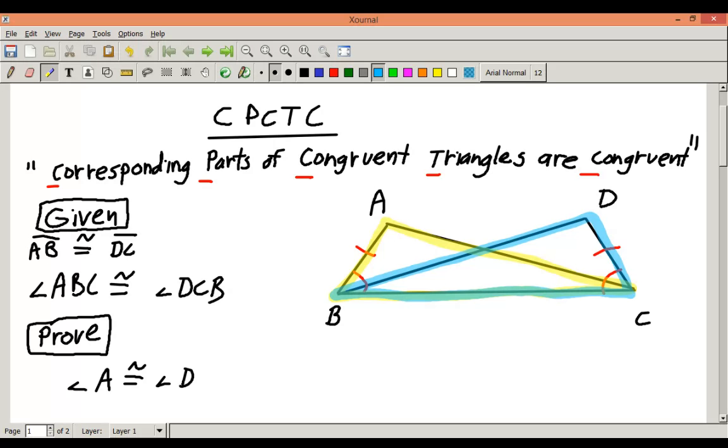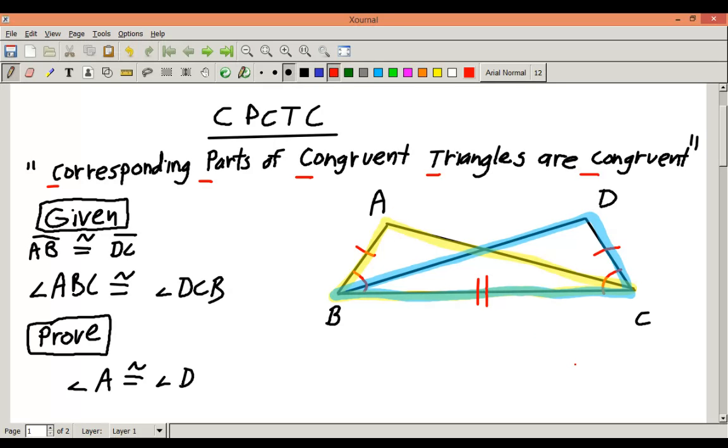Okay, so we're given some information. We can also mark off what we can deduce. And if you look at the diagram, we can say that segment BC is congruent to itself, and that would be because of reflexive property if you were doing a 2-column proof. Reflexive property.